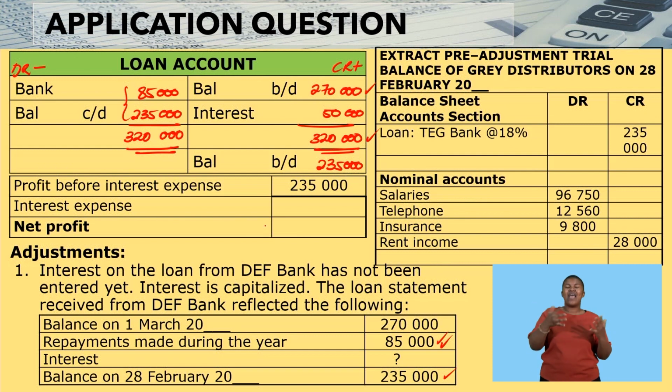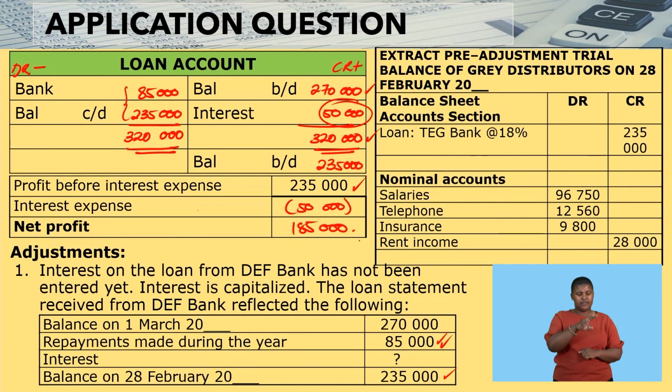Now that we have our interest, let's go and record that in the statement of comprehensive income. Towards the end of the statement of comprehensive income, you now find your profit before interest expense. It is given as 235,000. And then we now bring in the interest expense, which is this 50,000. So we come here, we bring it in brackets, 50,000. Then we end up with a net profit of 185,000. So 185,000 therefore becomes our net profit.